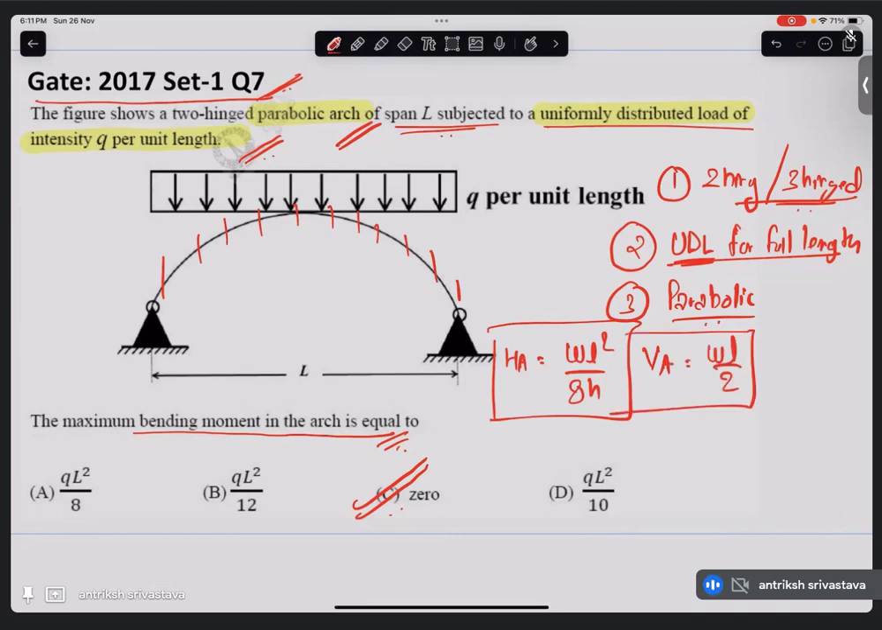Then as one option they can give what is BM. They can give any option, but 0 will be the correct one. So MSQ type of questions can be made from these kinds of things. So you should be aware of this concept. All right, let's go to the next question.